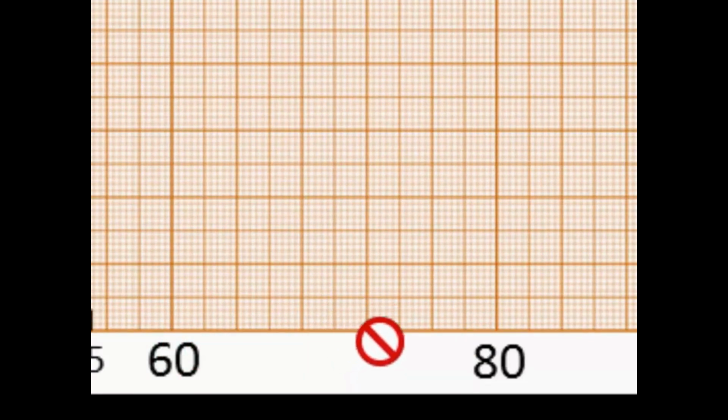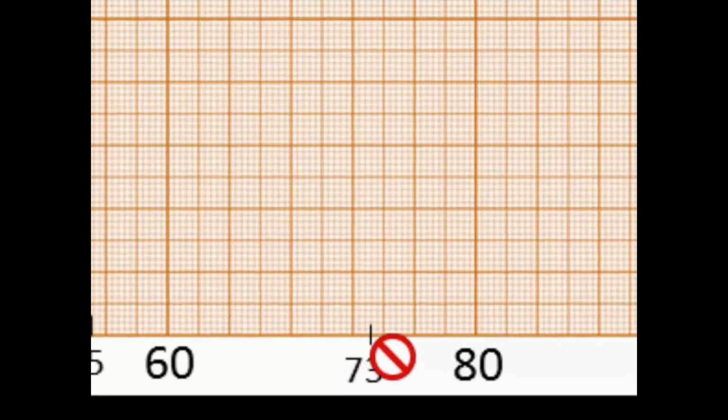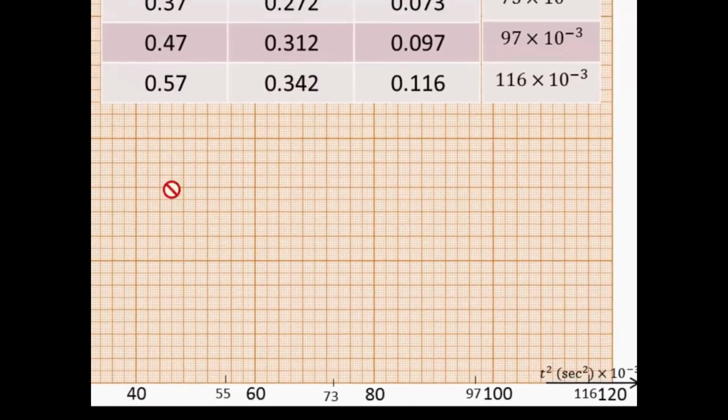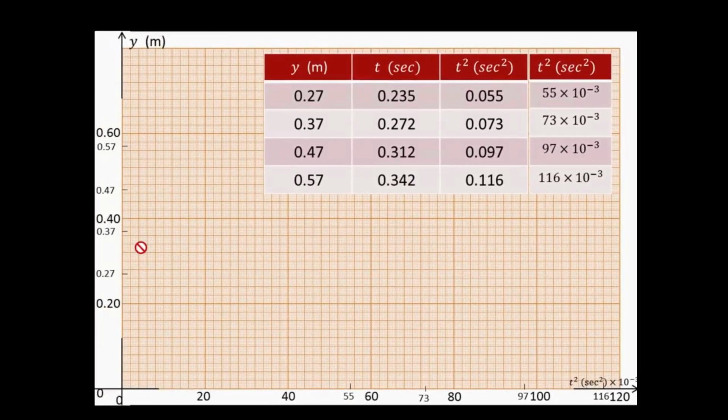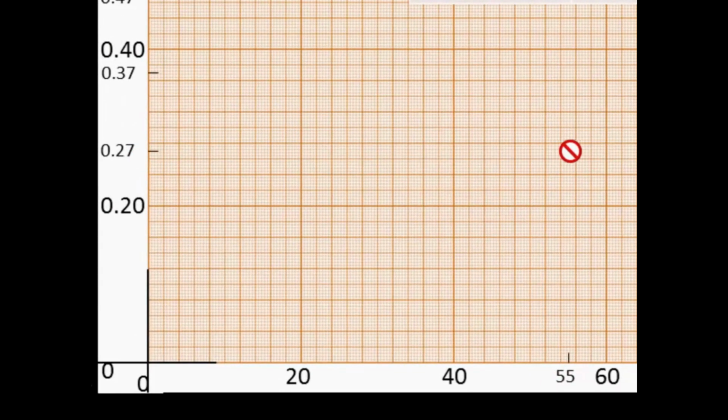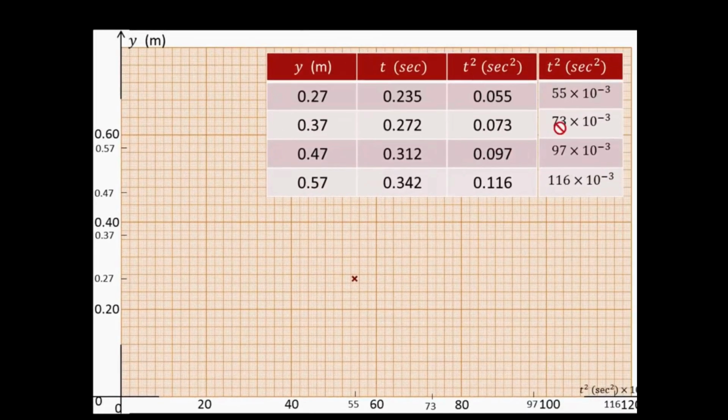We also record the values of the horizontal axis. From the first division, the largest division is 20 divided by 10, so each small square represents 2. The first point is 55. The middle is 50. The second point is 0.73 here, and the same way for the rest of the readings. Now, all the points are ready on the two axes.